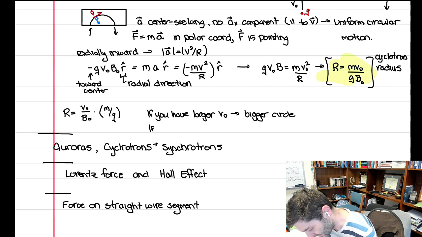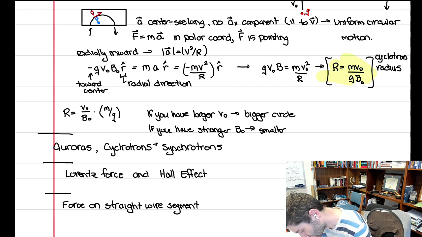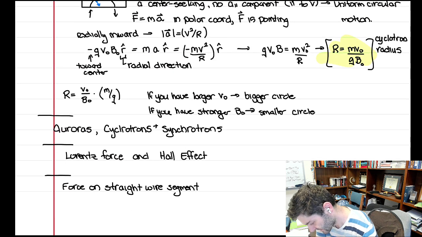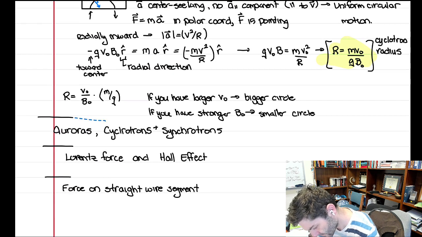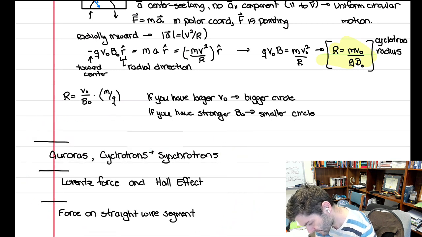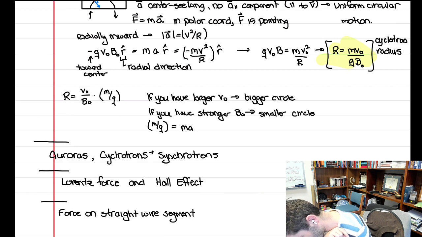Similarly, if you have a stronger magnetic field, it's in the denominator, you get a smaller circle. And then this other quantity, m over q, is called the mass to charge ratio.